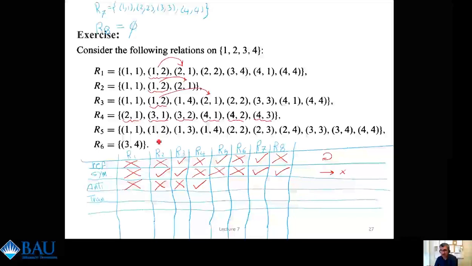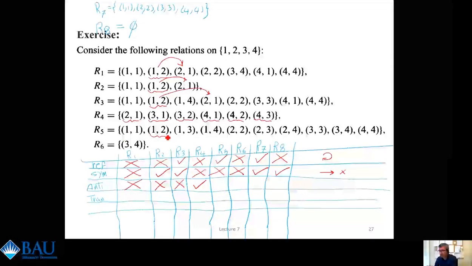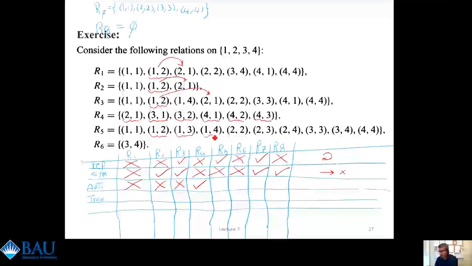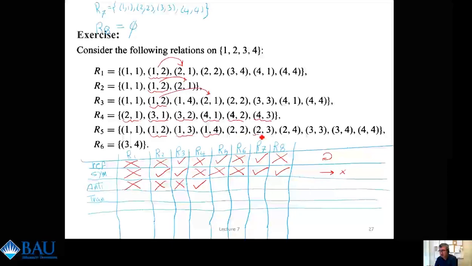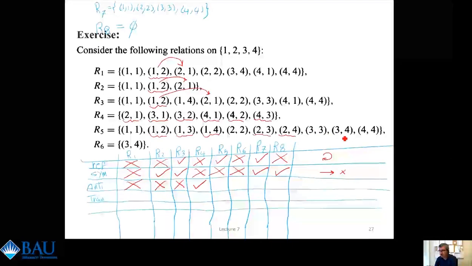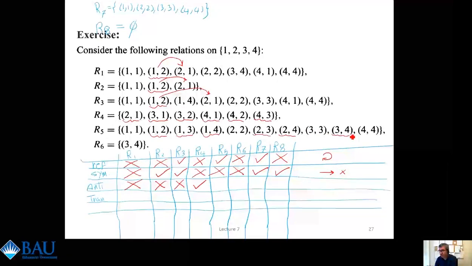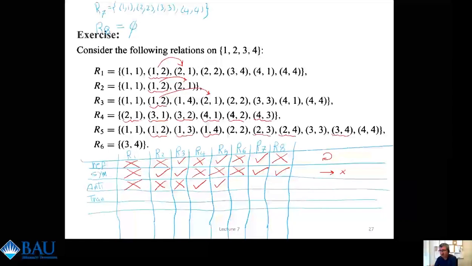Go to the R5. 1, 1, don't check it. 1, 2, do we have a 2, 1? No. 1, 3, do we have a 3, 1? No. 1, 4, do we have a 4, 1? No. 2, 2, don't check it. 2, 3, do we have a 3, 2? No. 2, 4, do we have a 4, 2? Still no. 3, 3, don't check it. 3, 4, do we have a 4, 3? No. Therefore, yes, that one also is antisymmetric.